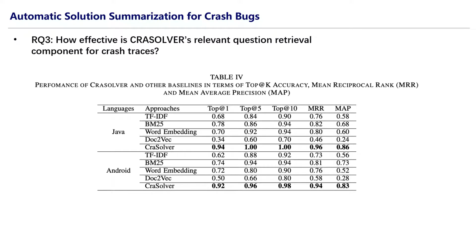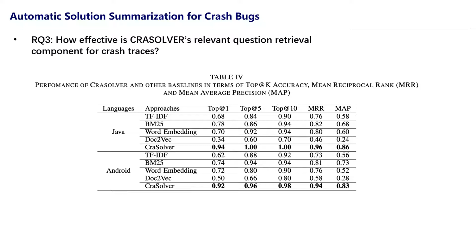In order to generate high-quality solutions, CraSolver must first narrow down the search scope to find the Stack Overflow questions related to the given crash trace. Whether the retrieved questions are relevant to the given crash trace will greatly affect the quality of the final solution. So here we investigate how effective CraSolver's relevant question retrieval component is for crash traces.